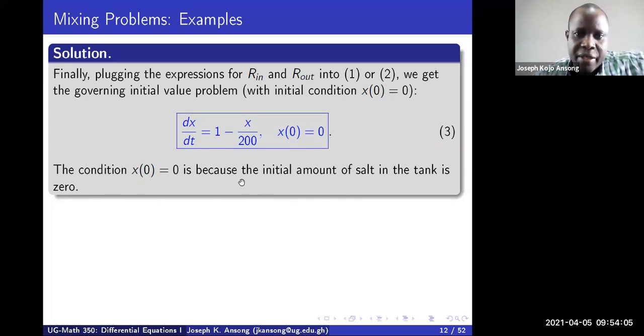That is what I just explained here. So once you've set this up, the rest is easy. We know how to solve first order equations. So we just solve this and answer all the different questions.